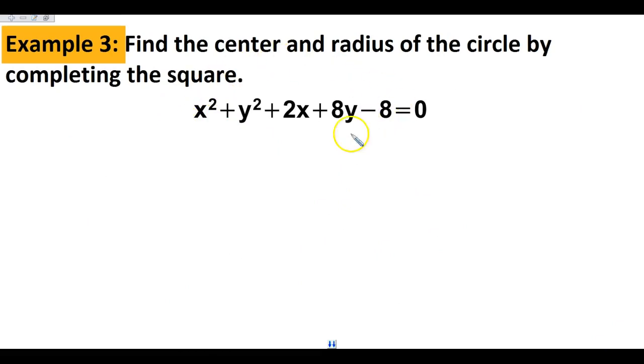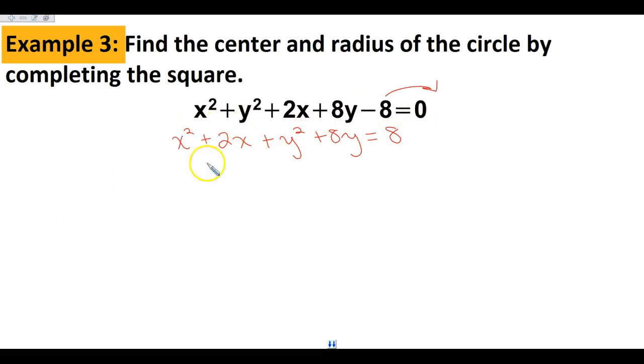Now, notice what's different from this one. Everything is set equal to 0. And my x's aren't together, my y's aren't together. So the first thing that I'm going to do is rewrite this equation, and I'm going to put my x's together. So I'm going to have x squared plus 2x, and then I'm going to put my y's together. Plus y squared plus 8y. And this is not a nice number, so I'm going to put it over here. So that's going to equal a positive 8, because I'm going to add 8 to both sides. So you're going to take your constants, put them over to the right side of your equation, and then group up your x's and your y's.